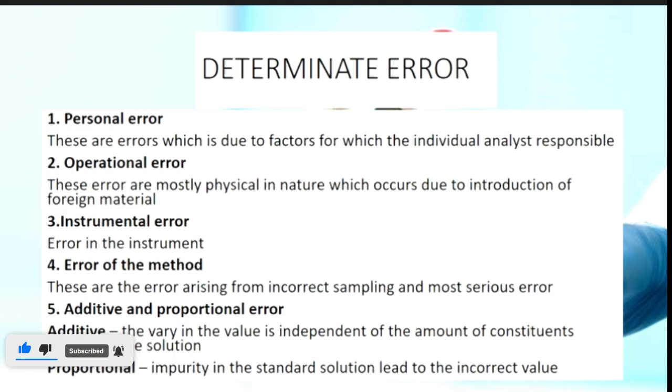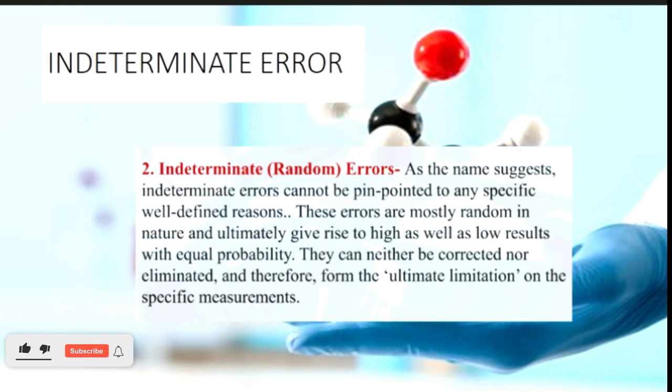So next is the indeterminate error or random error. This error occurs even though the analyst is very careful, due to foreign particles present in it, or any wrong in the method, so it cannot be corrected or eliminated while we are doing it. It depends on the error which we are making. It may be a small error, but it occurs more frequently when we are working. So these errors cannot be corrected or eliminated. So these are the errors and their calculations.